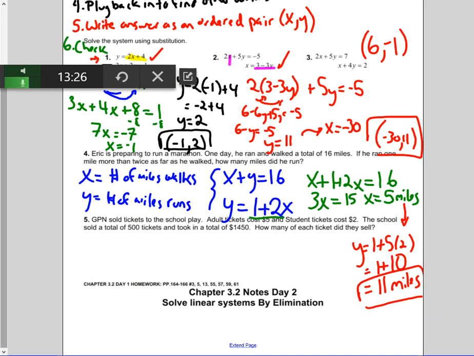Problem number 5. Grosse Pointe North sold tickets to the school play. Adult tickets cost $5 and student tickets cost $2. Not sure that this is true, I didn't make this one. The school sold a total of 500 tickets and took in a total of $1,450. How many of each ticket did they sell?